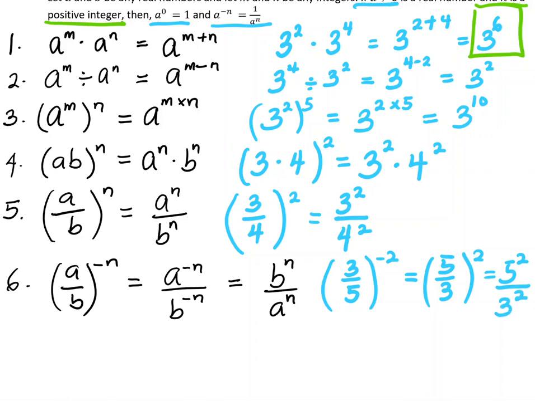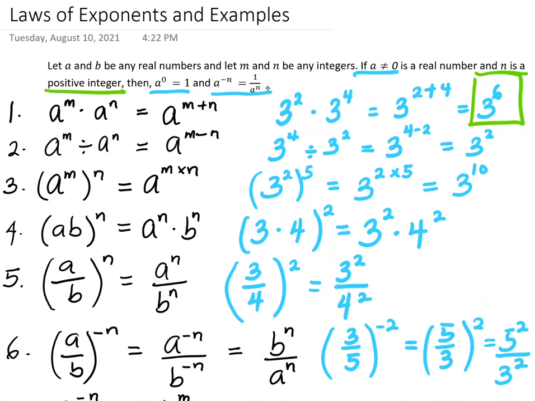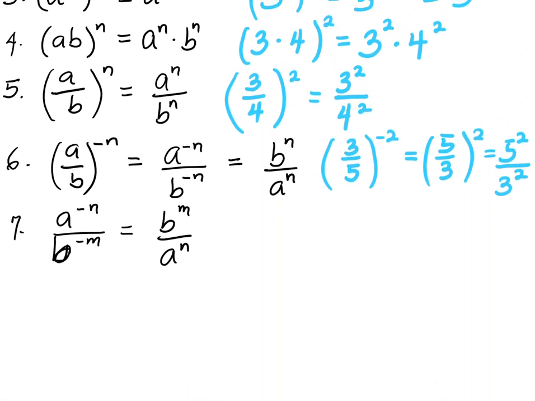All right. And the seventh rule, if we have A raised to power of negative n divided by B raised to power of negative m. Well, again, what we can do is that this becomes B raised to power of positive m divided by A raised to power of n. How do I know that this will work? Well, if we come back to what we have here, A raised to power of negative n equals to 1 divided by A raised to power of positive n.